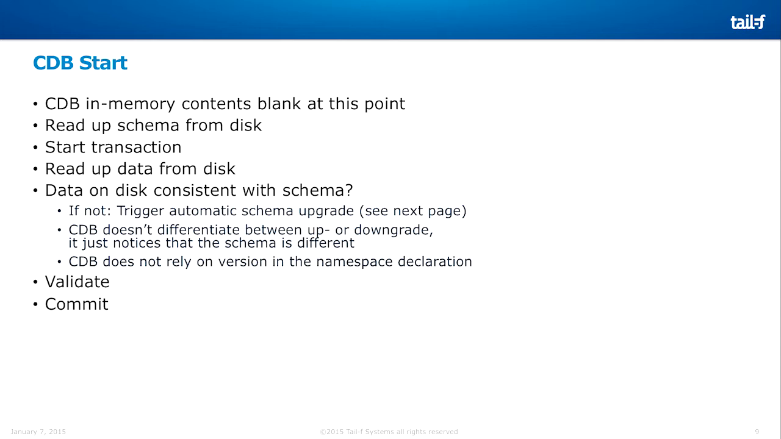So, our steps are: read the schema of the existing database, start a transaction, read up the current data for the CDB database from the file system, and double check that the data from disk is consistent with the data models that we've started this run for. If there are differences, trigger an automatic upgrade scenario that we'll talk about in a moment, and then finally validate that data and commit it into the in-memory copy of CDB.